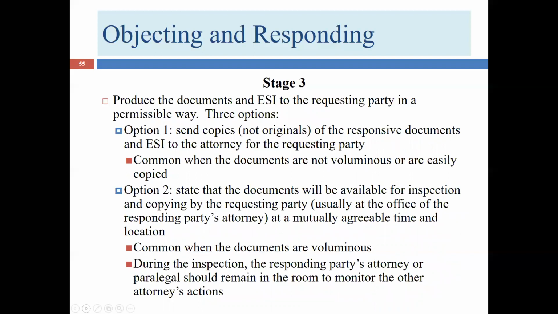So it's time to produce the documents. You have a couple of approaches. One is to send the copies to the attorney for the side requesting it. This is commonly done when it's not a huge amount. I mean, the alternative is to say, come and look at the files and photocopy it yourself if you want to. If you do that, though, whenever they come and look, you're going to have somebody be there to supervise them. And so it's actually easier for you and easier for them if you choose this option.